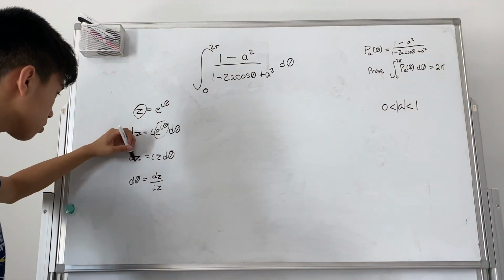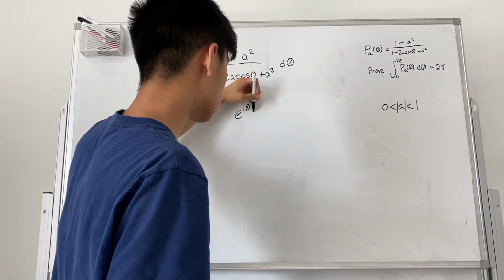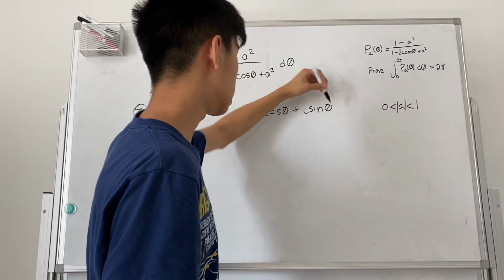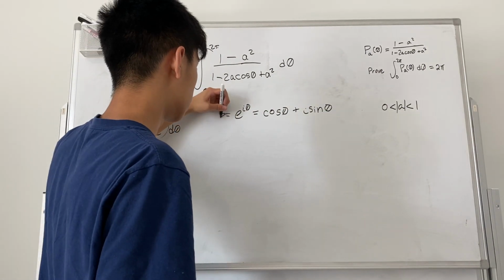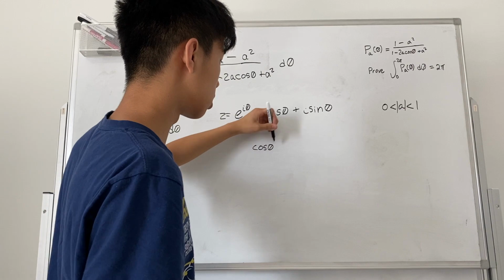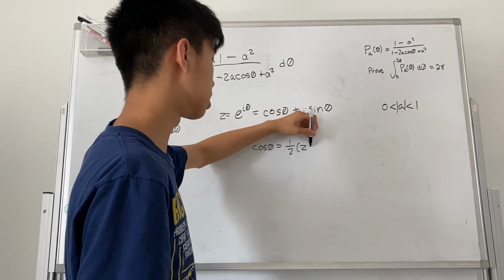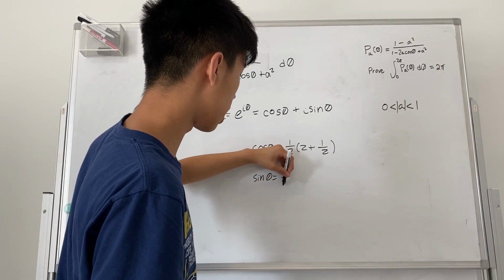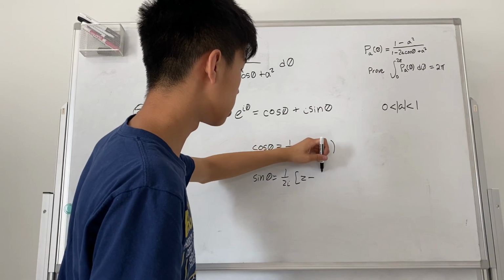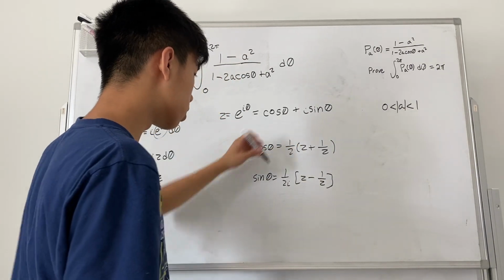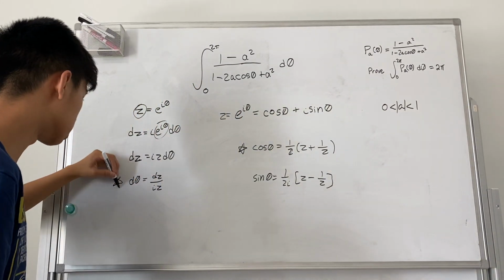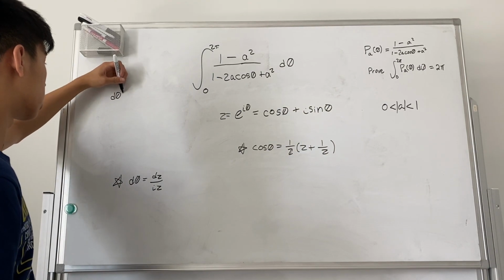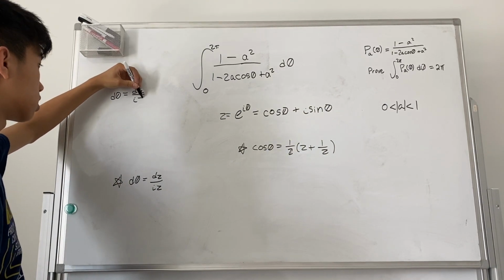So now we know that e to the i theta is equal to cosine theta plus i sine theta. If we use some complex algebra, we're able to determine that cosine theta is equal to 1 over 2 times z plus 1 over z, and sine theta is equal to 1 over 2i times z minus 1 over z. For this video, we only need to know this and this. So we can delete everything else we know and save it on the side for later reference.